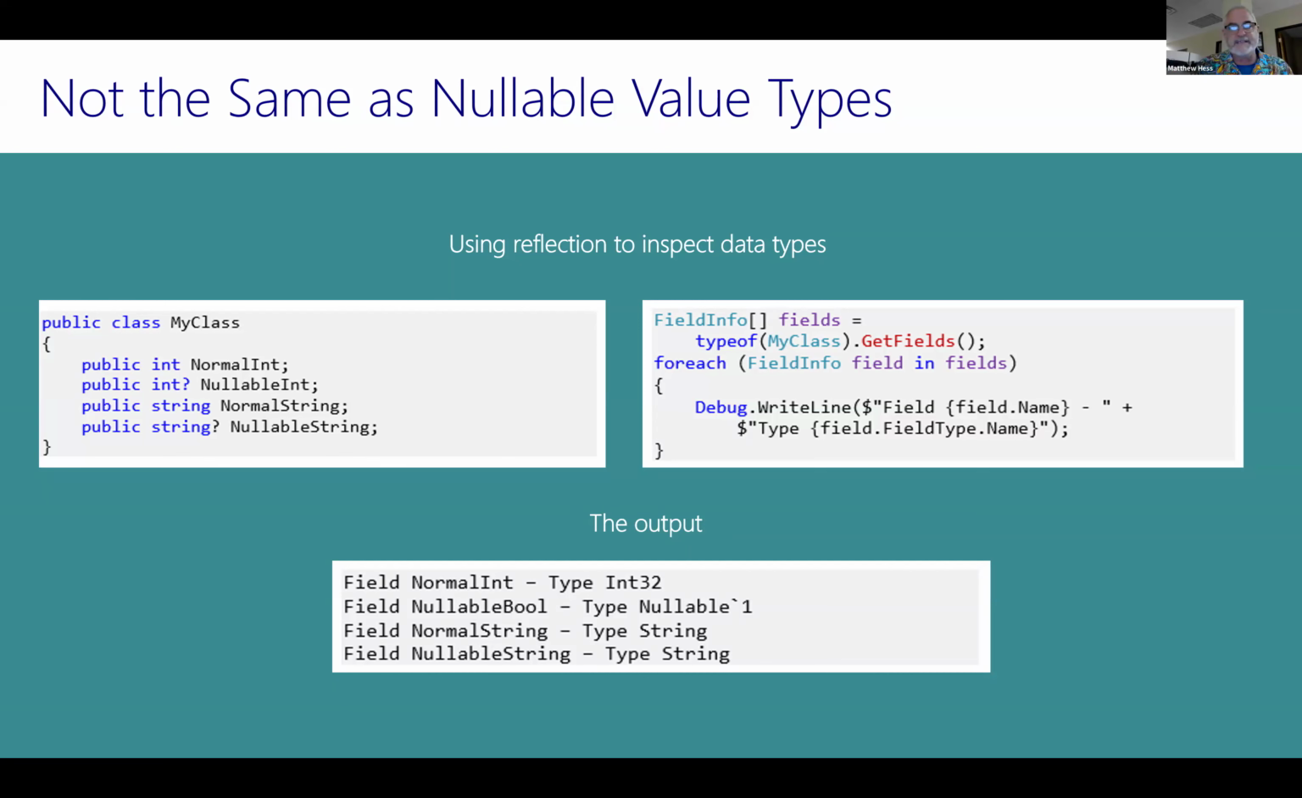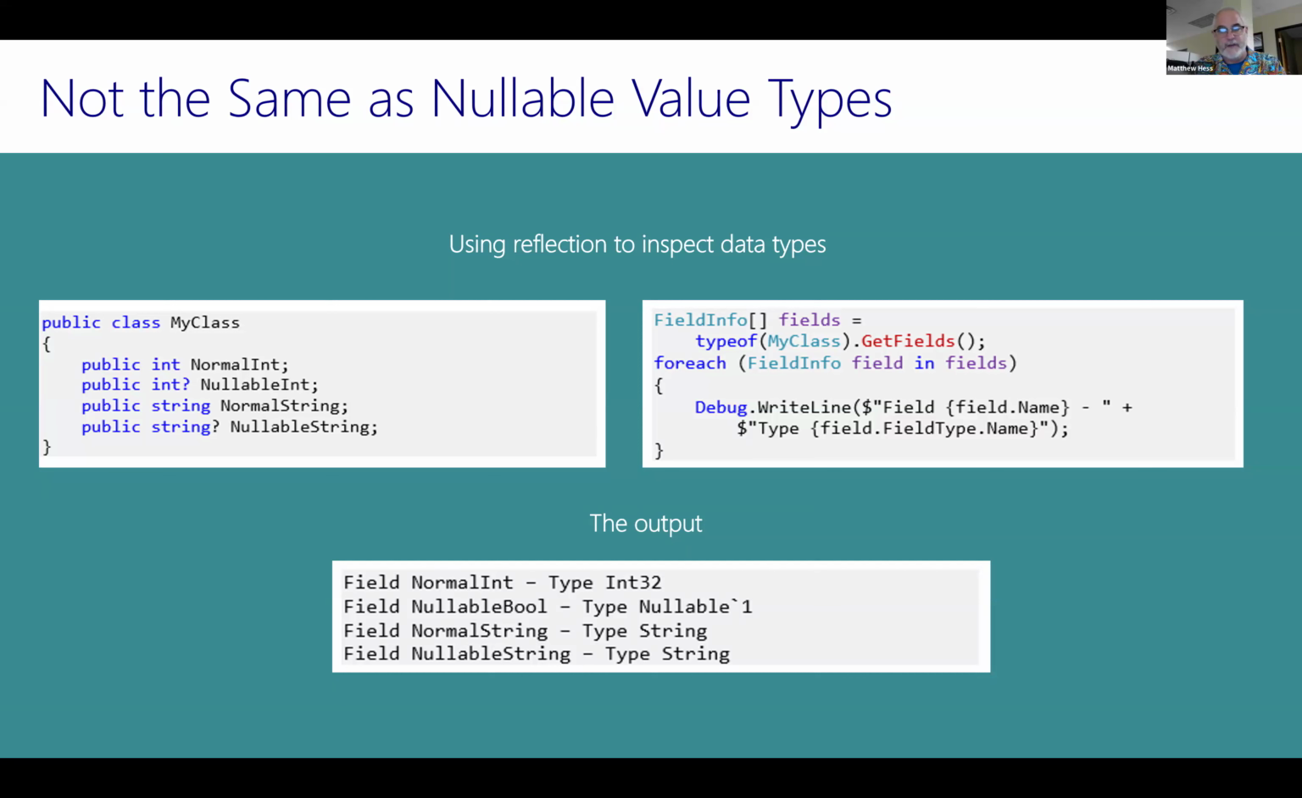On the left here, we have a class, MyClass, and I have public int normalInt, public int? nullableInt. So this is our Nullable<T> shorthand for an integer which could possibly have a null value. So this is a nullable value type right there. And then I have public string normalString and public string? nullableString. And these look symmetrical, right? They look like a mirror image of each other, that normalInt is to normalString as nullableInt is to nullableString. And I'm sorry, that is not true.